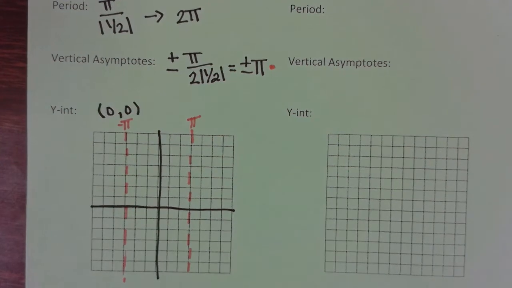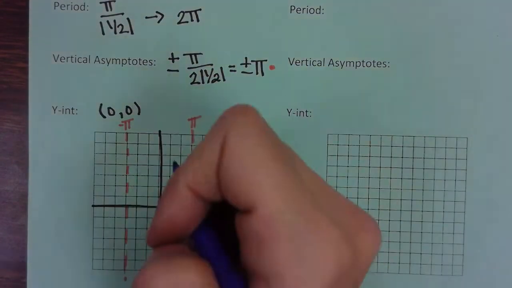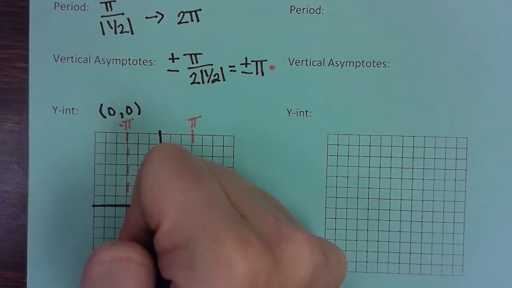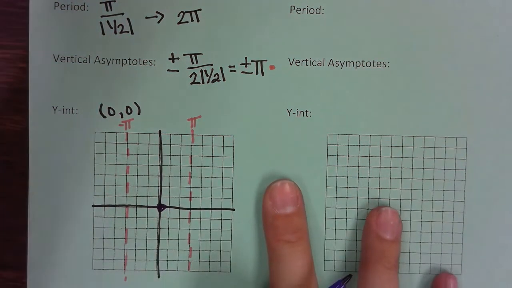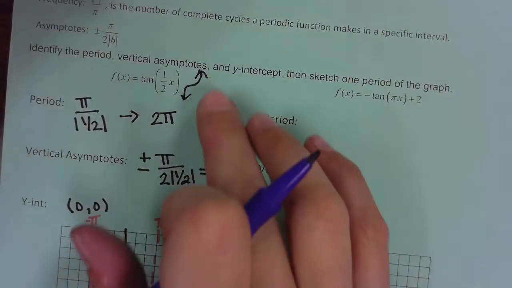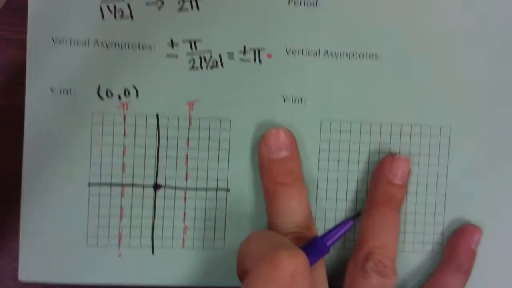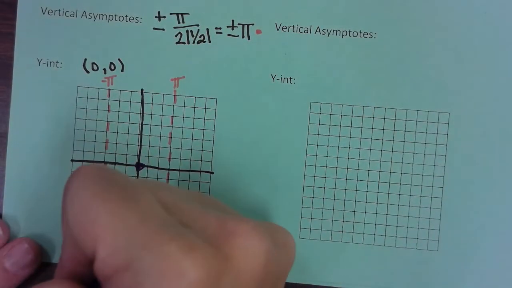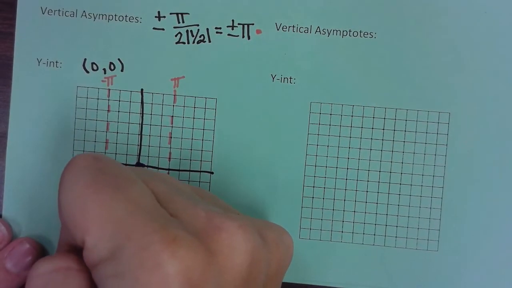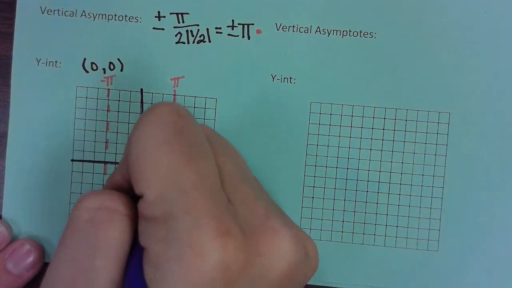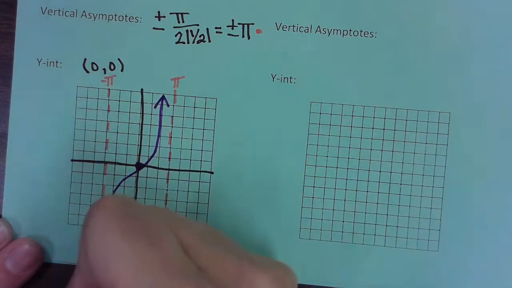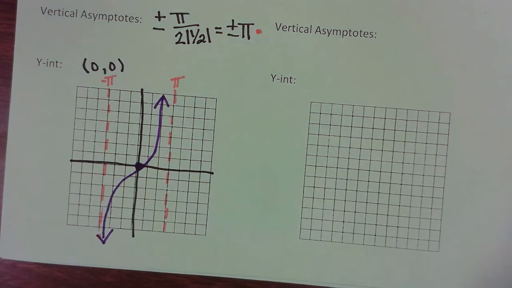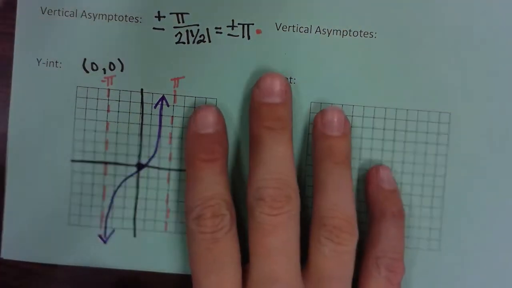Now, I will start with my y-intercept, which is at 0, 0. And remember that this is a positive tangent, so we start low and go high. On the left, start low and go high. And we are done. Let's try it on the next one.